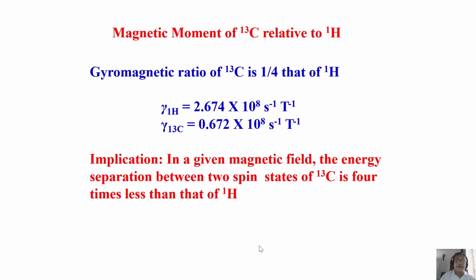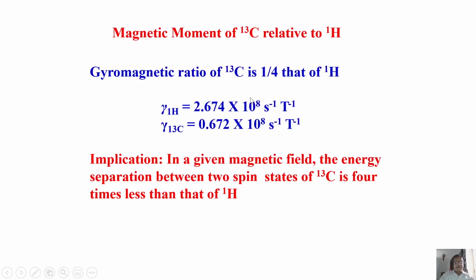Another interesting point you must know is that the magnetic moment of carbon 13 is relatively 4 times less than that of proton. That is because the gyromagnetic ratio is 4 times less. I told you, gamma of proton is 26.75 times 10 to the power of 7. Similarly, carbon is 6.7 times 10 to the power of 7. I told you, radians per Tesla per second. There must be radians here. Okay, it is expressed in radians.